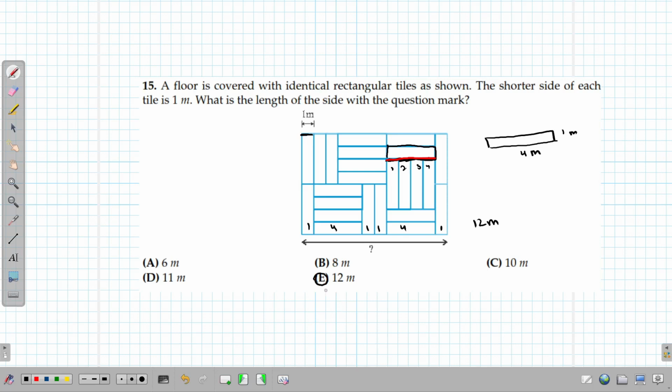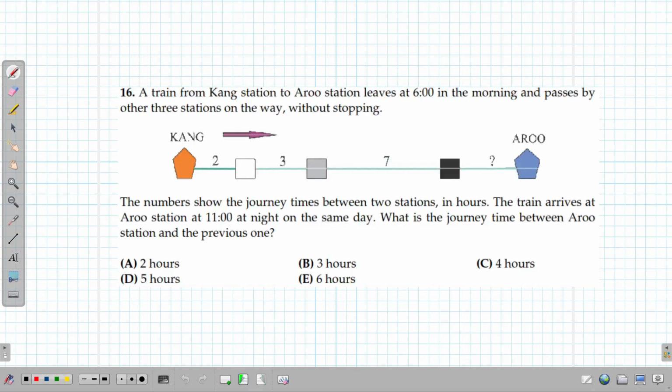Now we're going to solve question number 16. The question says, a train from Kang station to Arrow station leaves at 6 in the morning and crosses by other 3 stations on the way without stopping. The numbers show the journey times between 2 stations in hours. The train arrives at Arrow station at 11 at night on the same day. What is the journey time between Arrow station and the previous one?